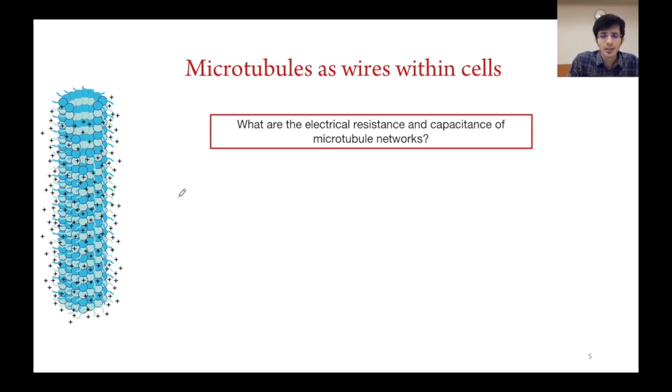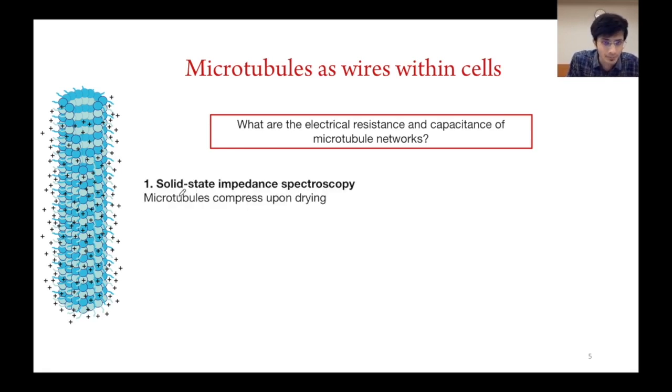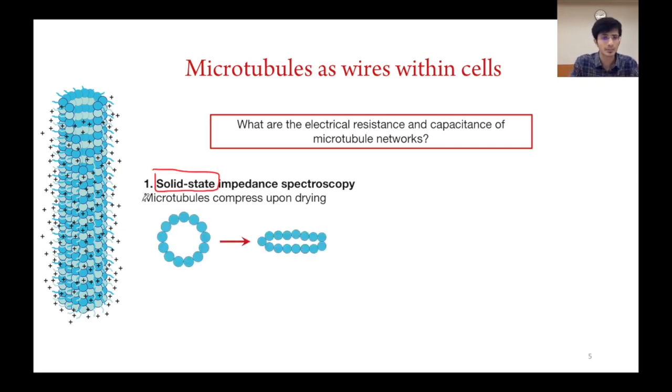Now, normally you would characterize the electrical properties of nanowires such as microtubules using solid state impedance spectroscopy. This is what was done for carbon nanotubes. Thing is, you can't really have microtubules in solid state, because as soon as you take microtubules out of water, out of the buffer, they compress. The cylindrical cross section that I talked about becomes flattened. So microtubules are not really in their native condition when they're outside water, and they'll additionally denature and things like that. So you can't really take microtubules outside the buffer, which is what you do for carbon nanotubes.